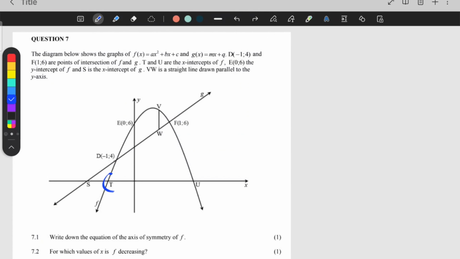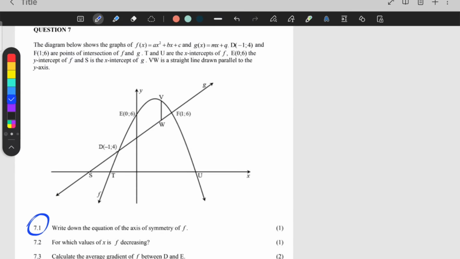T and U are the x-intercepts of the parabola. E is 0 and 6, and that is the y-intercept of the parabola. And S is the x-intercept of g, so S is the x-intercept of the straight line. VW is a straight line drawn parallel to the y-axis. Okay, so that's parallel to that.